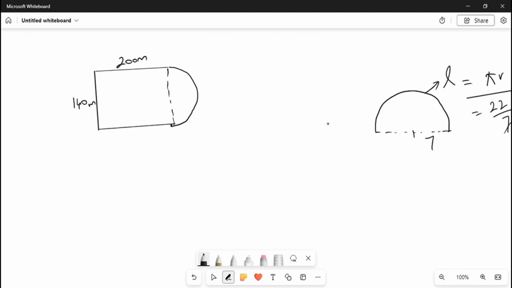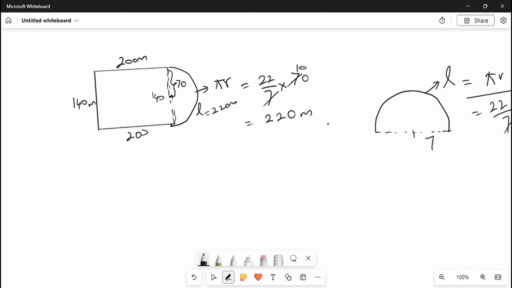So the perimeter of this object is here 200, here 200. You know this is the diameter of this semicircle, that is 140. Therefore radius is half, 70 meters. So this being a semicircle, we can use pi into r. That is 22 upon 7 into radius 70. You can divide 70 by 7, 10 times. 220 meters. So this length is 220 meters.